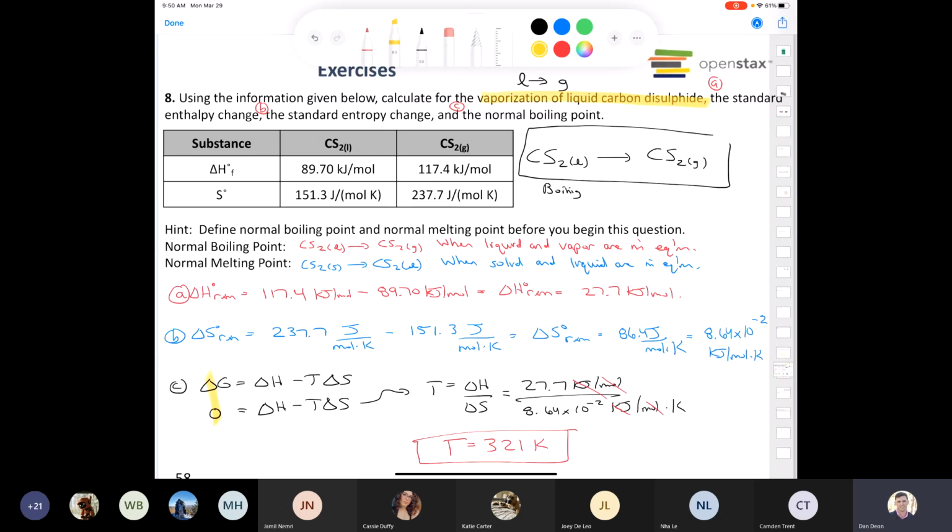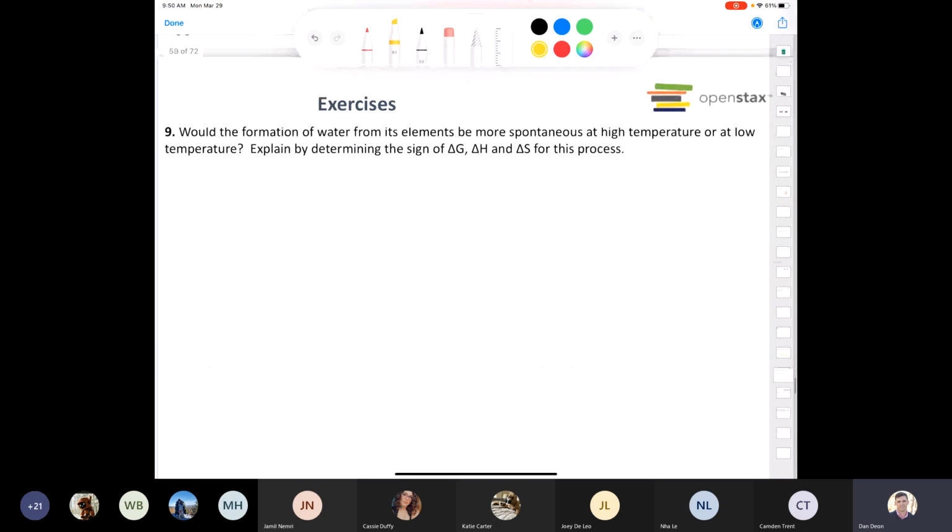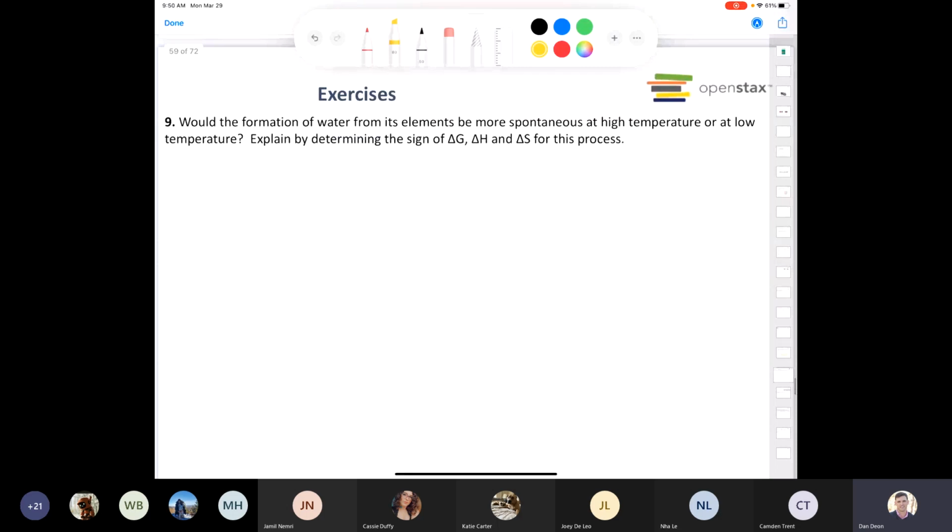I want to solve another problem, which is kind of an interesting problem. In fact, when I put this slide presentation together for this class, I almost considered skipping this problem.